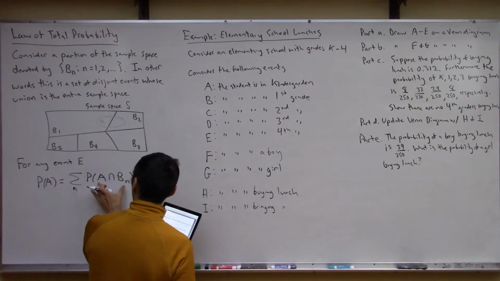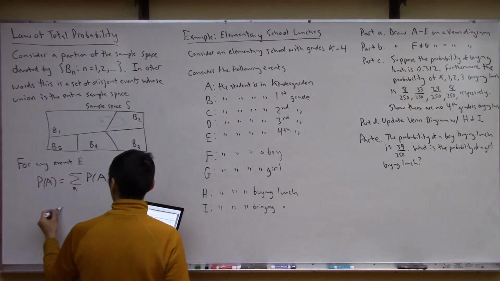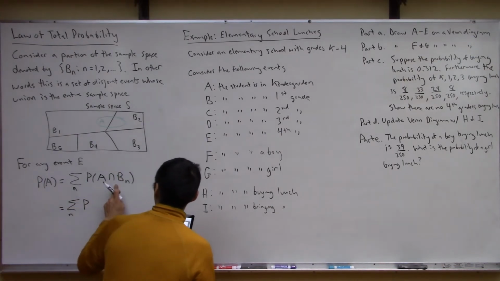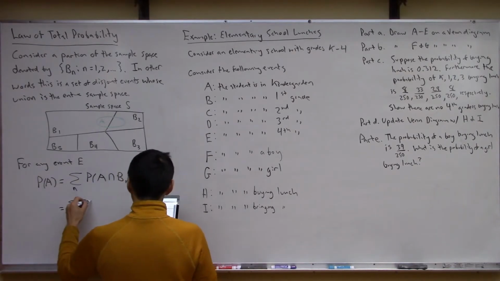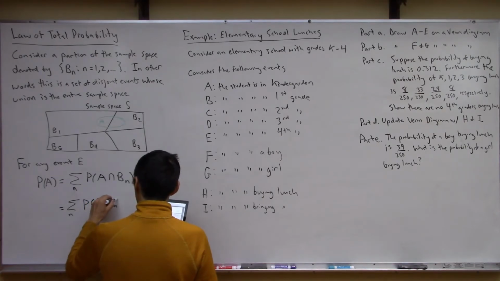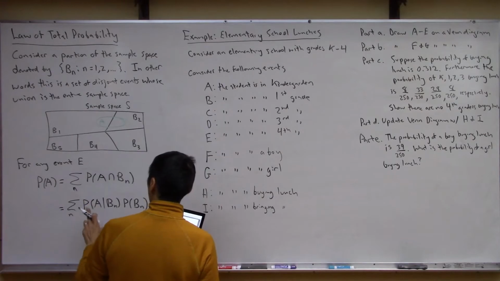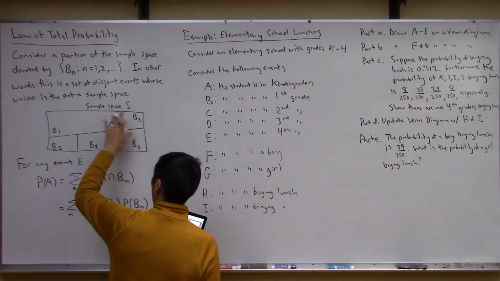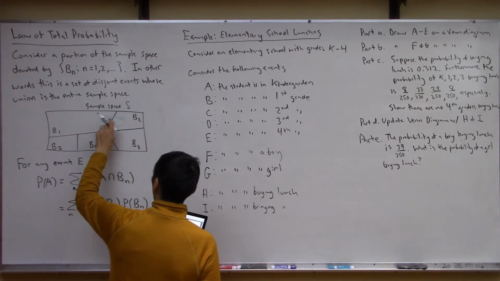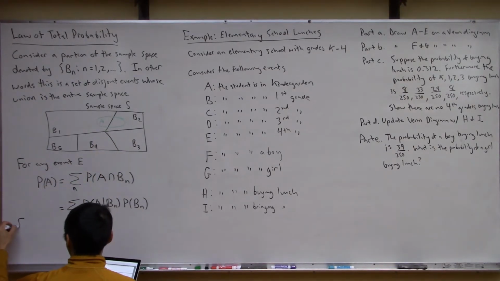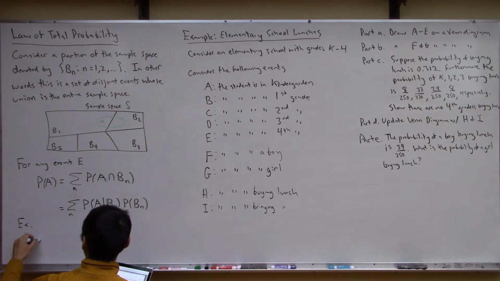Alternatively, we could also substitute in an expression for this intersection if we want to do this using our conditional probability discussion, where we understand that the probability of A intersect Bn can also be rewritten as the probability of A given Bn times the probability of Bn. So either of those two ways is basically just adding up over the partition all of these different spaces to get the total probability of A.